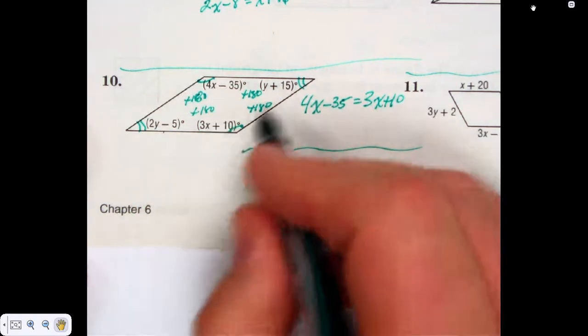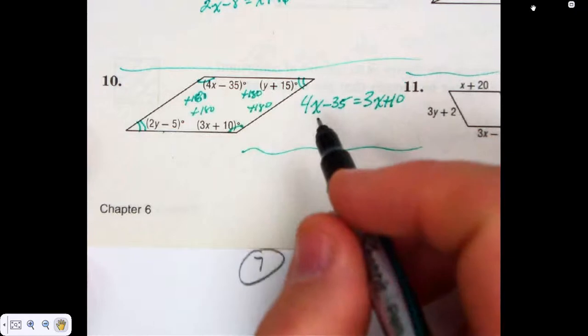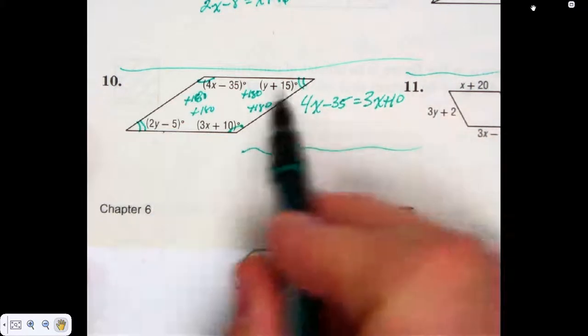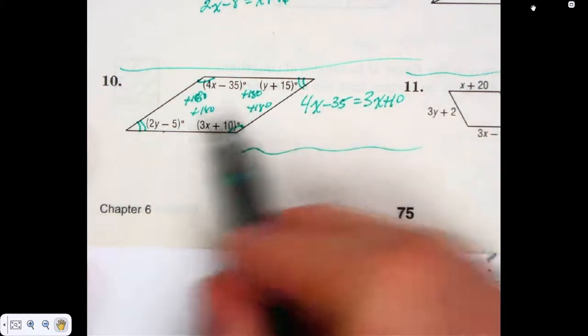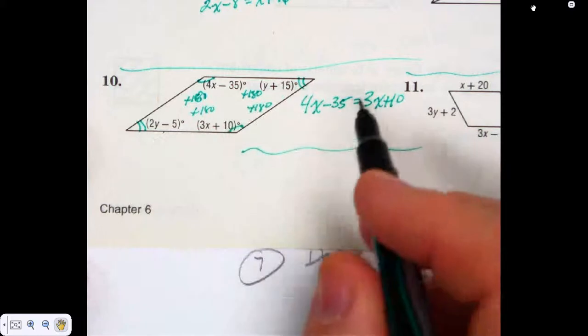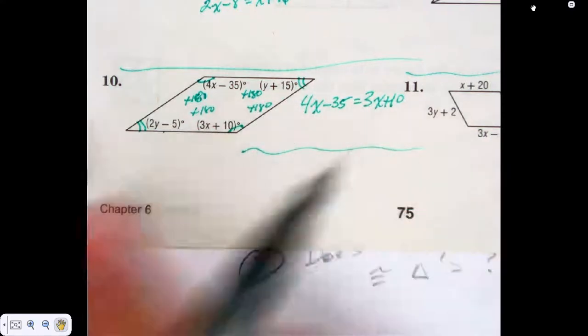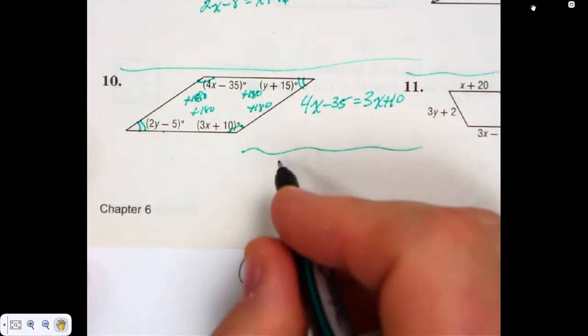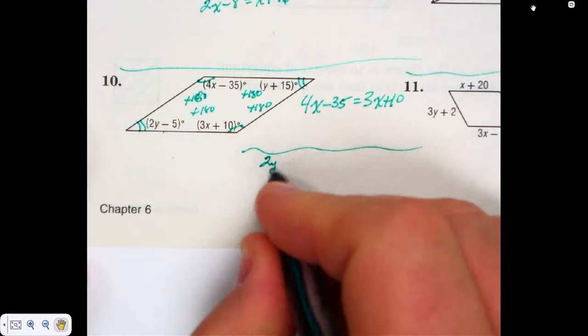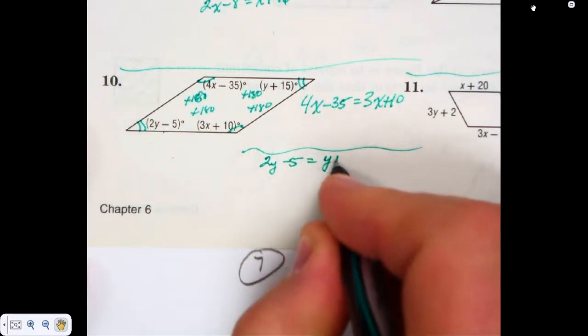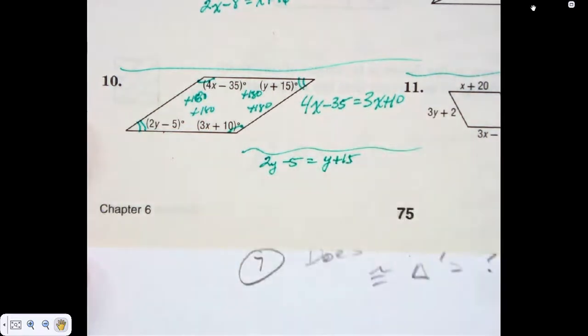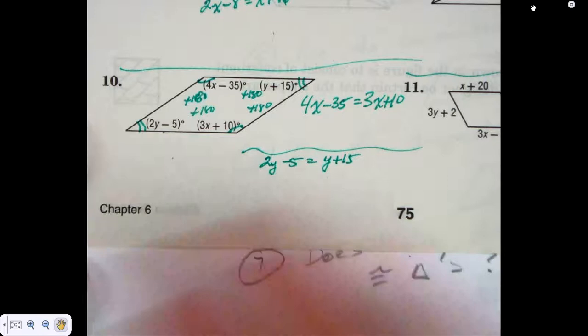Before you get two equations with two unknowns and solve systems of equations, I would make sure you don't have a way to write a valid equation with just one unknown. And what's the other equation I could write here? 2y minus 5 equals y plus 15. And all of you can solve that equation, can't you?